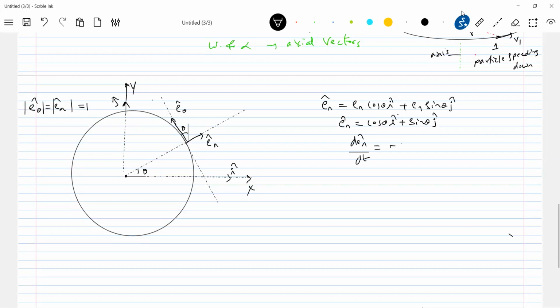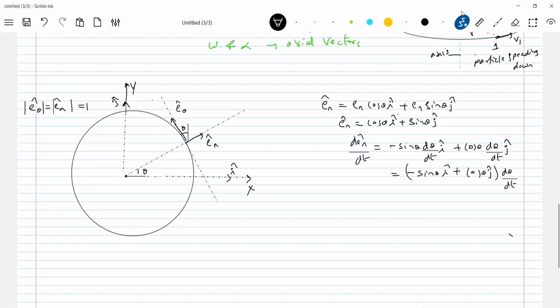So this is minus cos theta... sorry, minus sin theta d theta i cap plus cos theta d theta by dt j cap. So if d theta by dt I'll take outside, this will be minus sin theta i cap plus cos theta j cap, times d theta by dt. So what is this, minus sin theta i cap plus cos theta j cap?